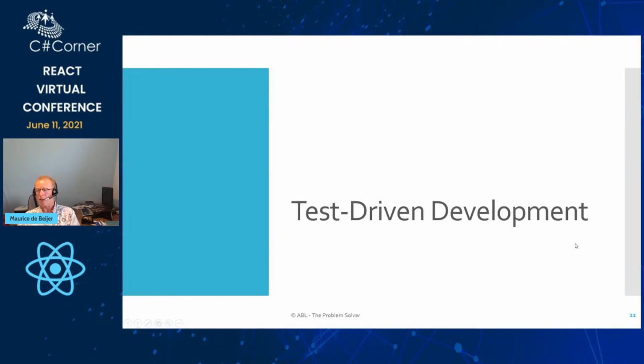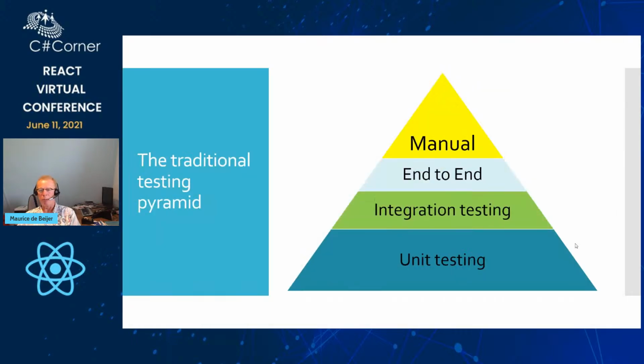Now, another thing I would highly recommend is to use test-driven development. And typically, when people talk about test-driven development, they talk about the testing pyramid, and it looks a bit like this. There's a big section on unit testing, which is fine. Unit testing is good, and you should definitely do it. Then there's some integration testing, there's some end-to-end testing, and there is a large tip, which is manual testing.